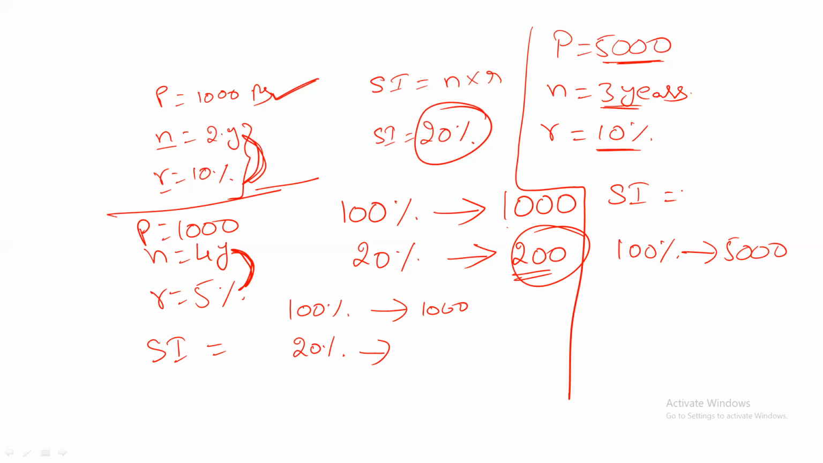Always remember, simple interest means n into r. That's it. What is n into r? 3 into 10. So 30%. So 30% is how much? If 100% is 5,000, can I say 10% is 500? If 10% is 500, 30% is 1500. So that's it. Even if you use the formula, you will get the same answer. Rather than using the formula, we can directly calculate simple interest just by understanding this small trick.